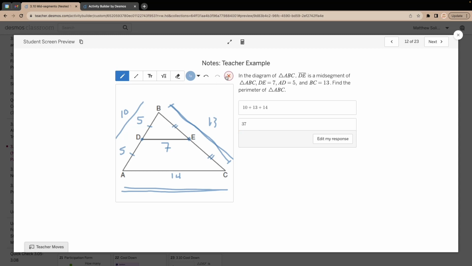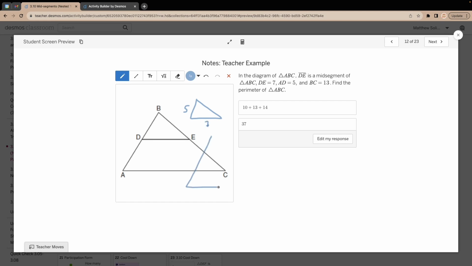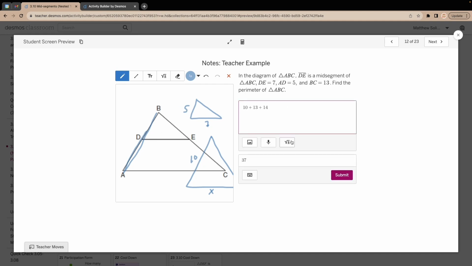Now, what I could have done, I could have separated the two triangles. We had 5, we had 7, and then the whole side was 10, right? This was 5 and 5, so 10, and we didn't know this side. So we could have set up a proportion. 5 out of 10, right? Match up those matching sides. 5 divided by 10 equals 7 divided by x.